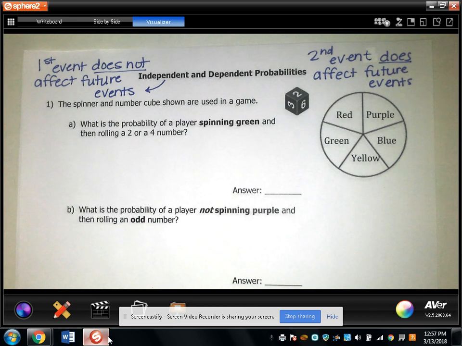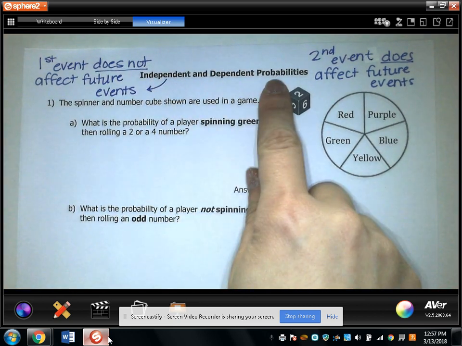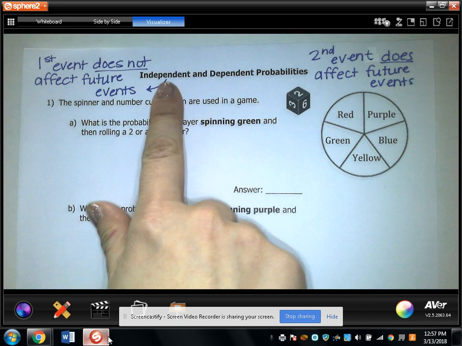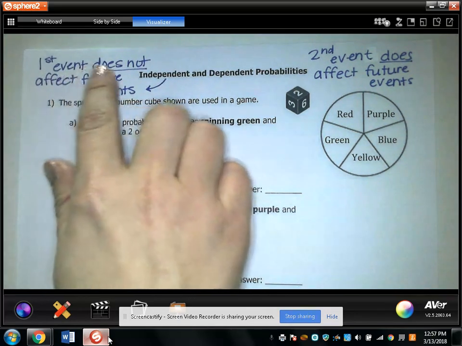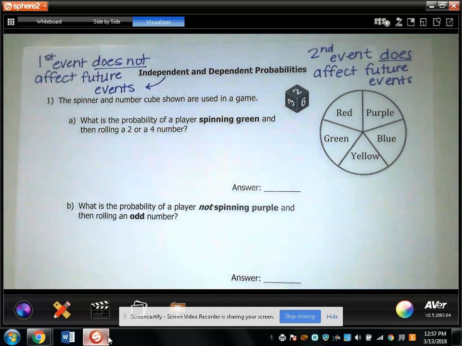Okay, in this video, we're going to go over independent and dependent probabilities. So let's first start with independent probabilities. This means the first event does not affect future events.